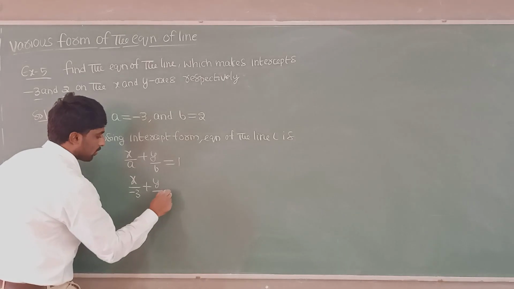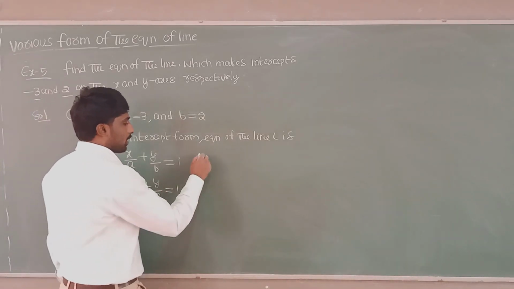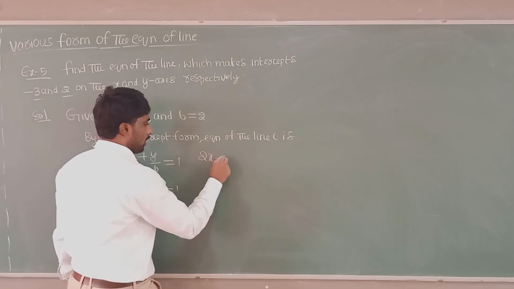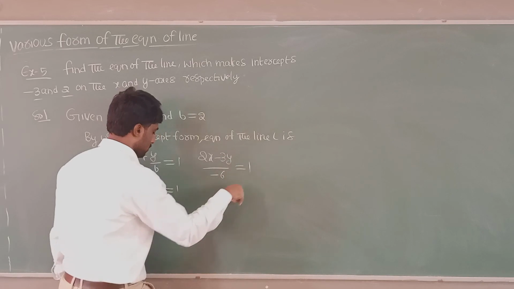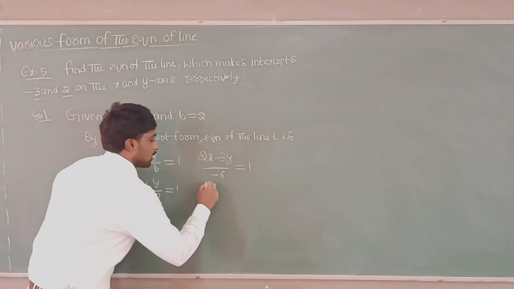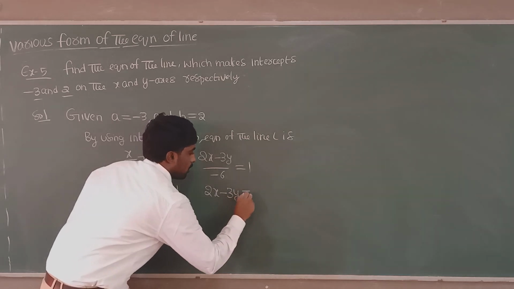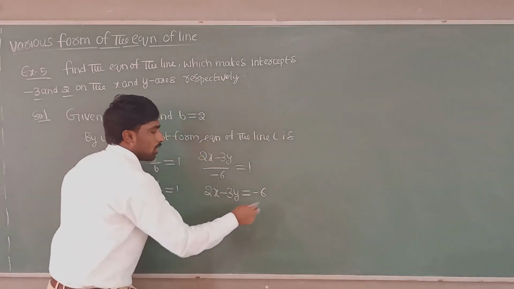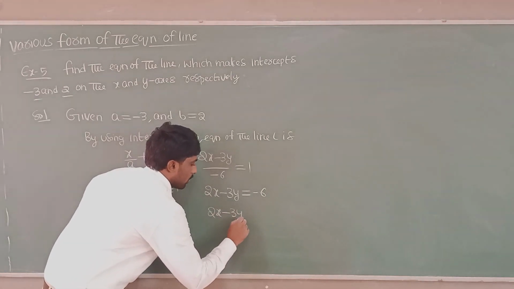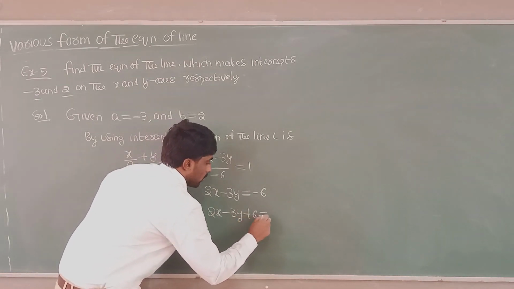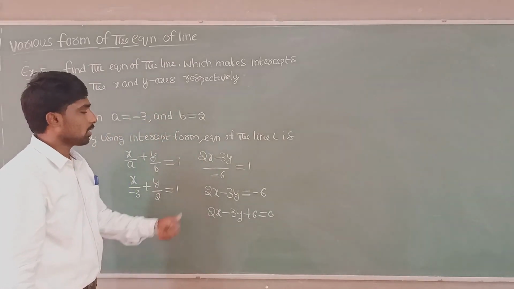Plus 2, y by 2. Okay, so if I take the LCM here, I will get 2x minus 3y by -6 equal to 1. Okay, so now if I cross multiply -6 to that side, 2x minus 3y equal to -6. Okay, now if I shift this side, 2x minus 3y plus 6 equal to 0. So this is called the required equation of the line. Okay, is it clear everyone?